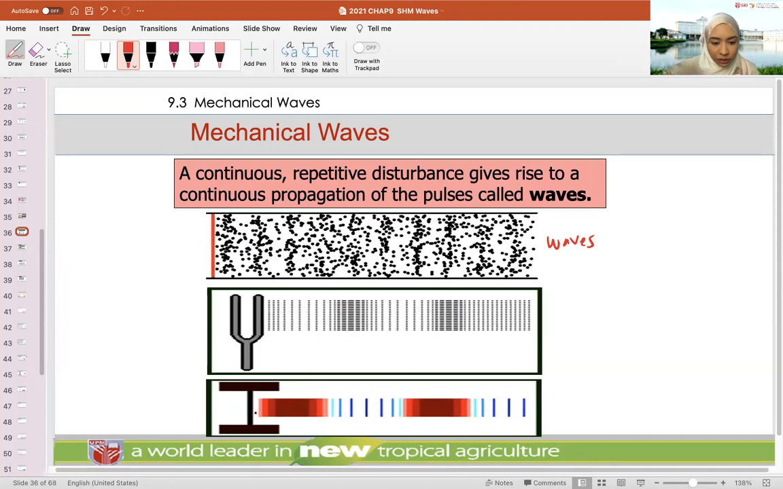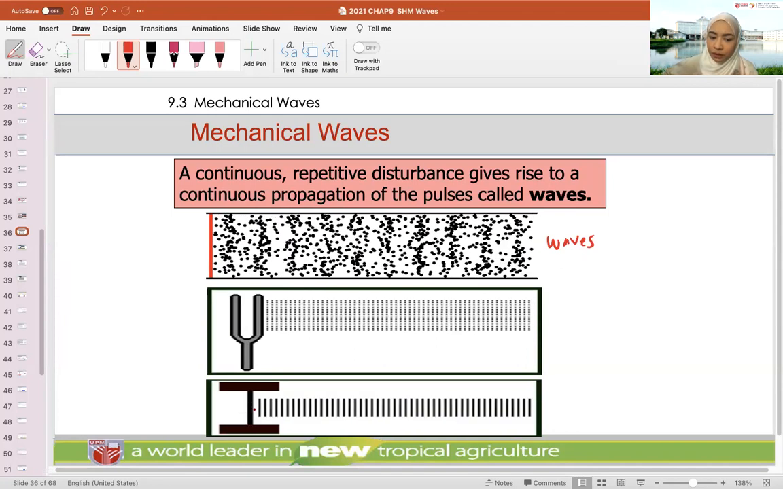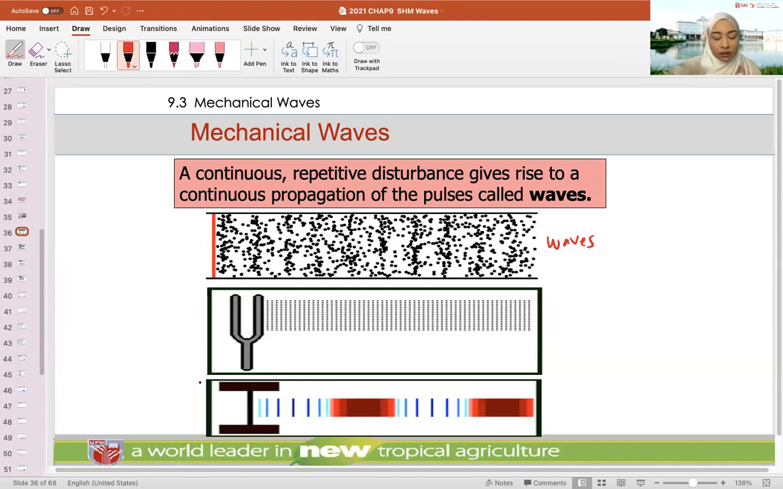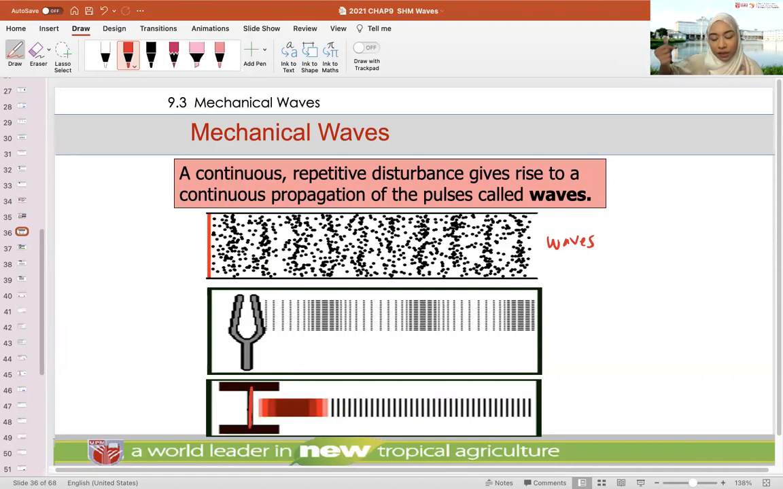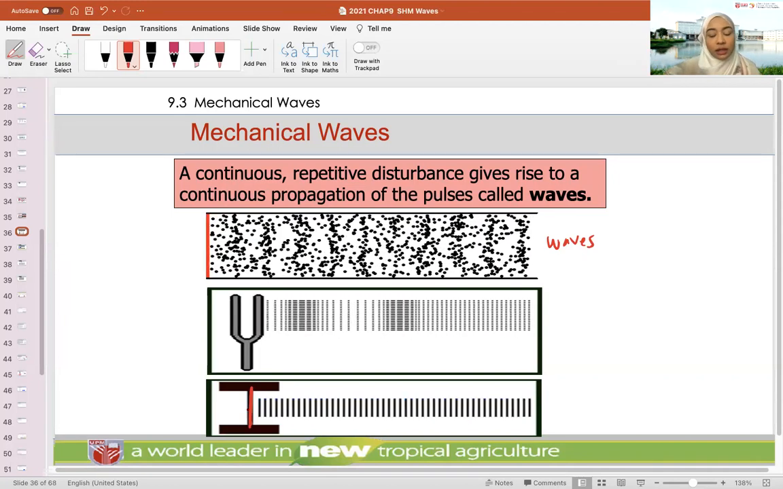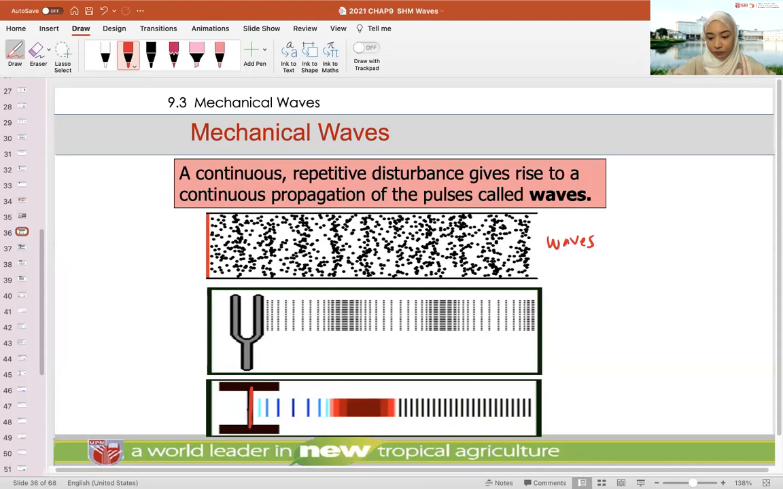And the same case over here, I don't know what this is. We're going to assume it's a string. We're going to assume it's a guitar. Okay, so a guitar string is very tight, right? So when you flick it, there is a ting sound too, right? So that is also a wave traveling, and it becomes music.